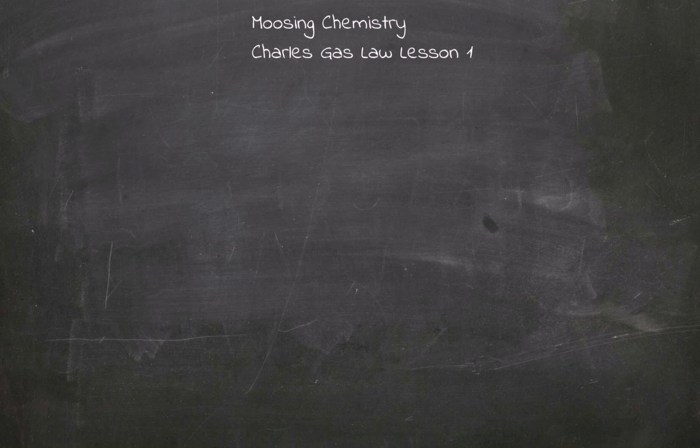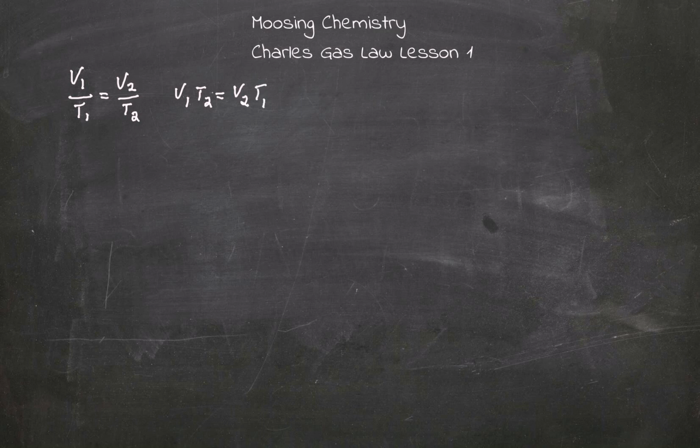Today's lesson will be on Charles' gas law. So Charles' law is going to be V1 over T1 equals V2 over T2. But there's a better way to write it. I like to write it as V1 T2 equals V2 T1.